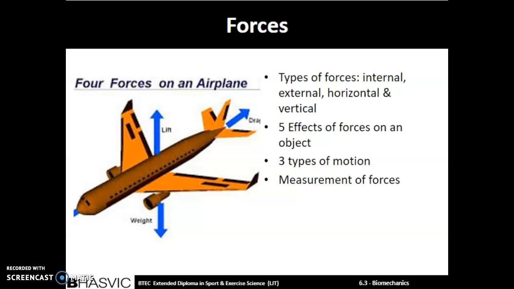Overall, there are five main effects that a force can have on an object. One of them is very simple, where something is at rest, but then a force comes on it and makes it move from rest position. An example of this may be in a football match when someone takes a penalty, the ball is at rest, and then the player uses the force from their legs to move the ball into the net. Another effect is that a force is able to change the direction of an object.